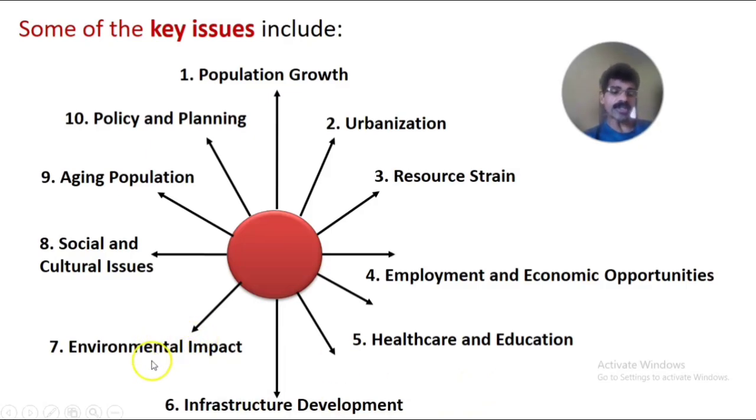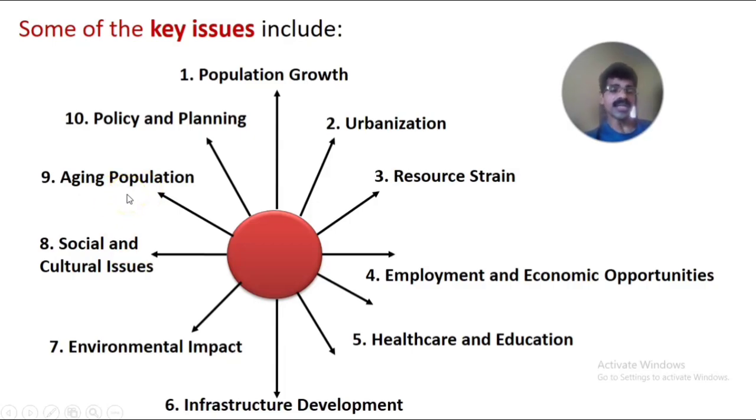Then indirectly that leads to environmental issues such as air pollution, water pollution, food pollution, soil pollution, etc. That is the environmental impact of the excess population. Then indirectly that leads to social and cultural issues, and cultural problems and practices among the different groups of people. Recently we have another problem we just discussed, that is aging of the population.